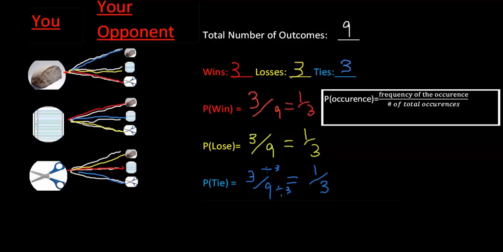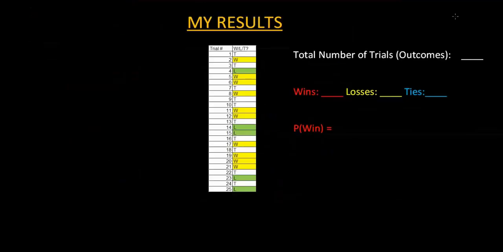Now this is theoretical. Let's compare it to a real result. To test the theory, I played a game of rock, paper, scissors 25 times with an opponent. So that's 25 total outcomes. I won 10 times, I lost 5 times, and I tied 10 times. So experimentally, I won 10 out of 25 times.